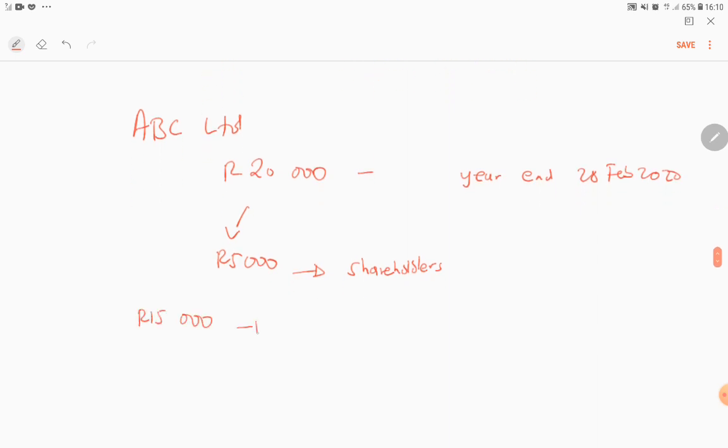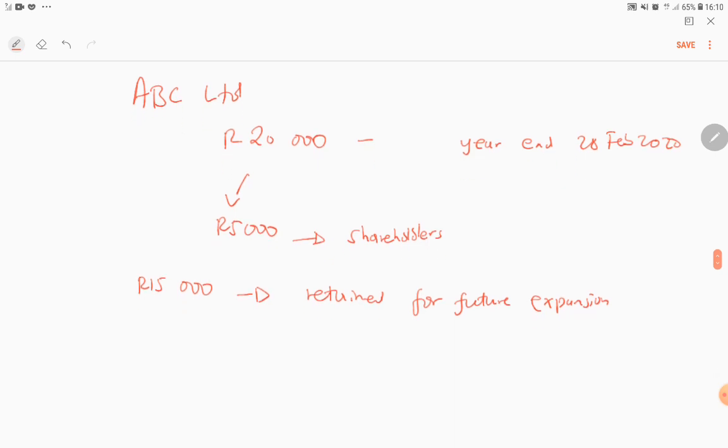This 15,000 is retained for future expansion. It's not paid, right? So it's retained by the directors. It means it remains in the company, and it goes to what we call retained income. It's not shareholders' capital, it's retained income. It is what was not paid to the shareholders by the directors.